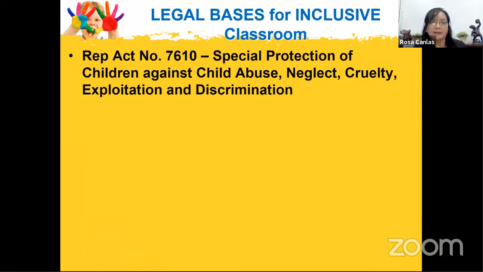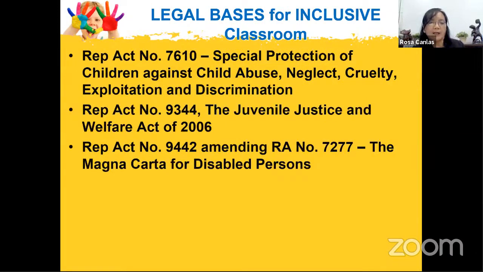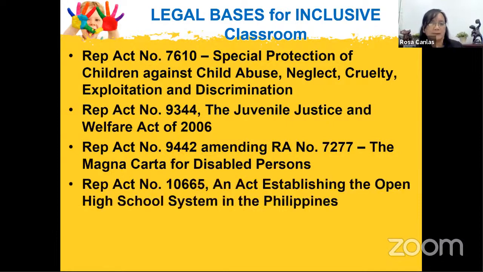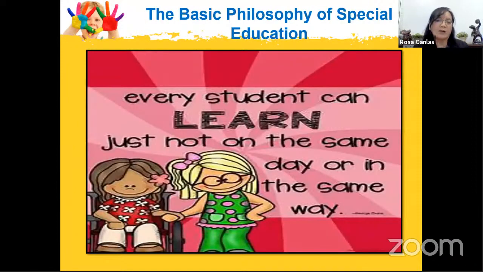And lastly, Republic Act 7610, for the special protection of children against child abuse, neglect, cruelty, exploitation, and discrimination. And of course, Republic Act 9344, the Juvenile Justice and Welfare Act of 2006, and Republic Act 9442, amending RA 7277, the Magna Carta for Disabled Persons. And the last ones: Republic Act 10665, an act establishing open high school system in the Philippines, and Republic Act 10361, the Batas Kasambahay for domestic workers. These are all children that, under our law, should be given priority or special attention, because they all have their own problems and disabilities.